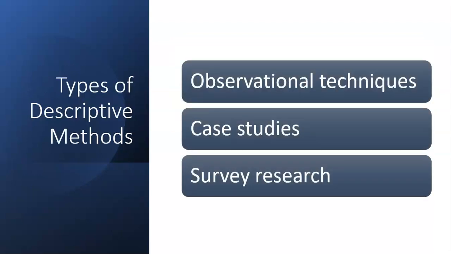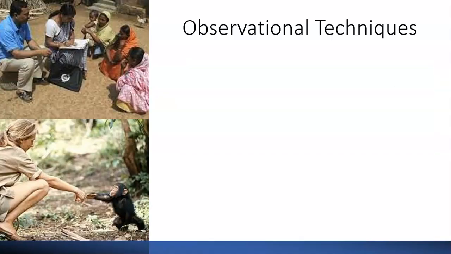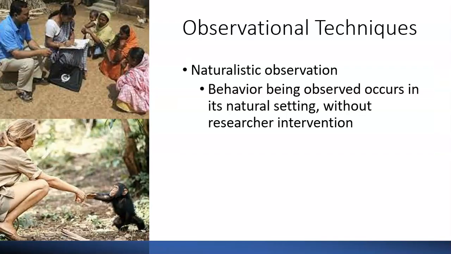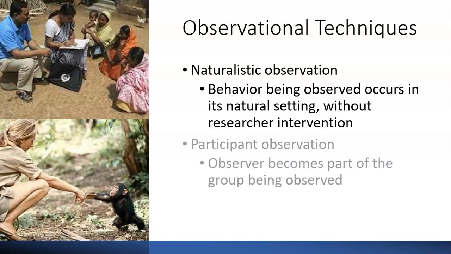Now, as I mentioned before with the slide showing the table, there are three basic types of descriptive methods that your authors give attention to: observational techniques, case studies, and survey research. Observational techniques tend to fall into a couple of different categories. Observations where you are observing behavior as it takes place in a natural setting, where the researcher is not intervening, and then participant observation studies where the observer becomes a part of the group that they are observing.